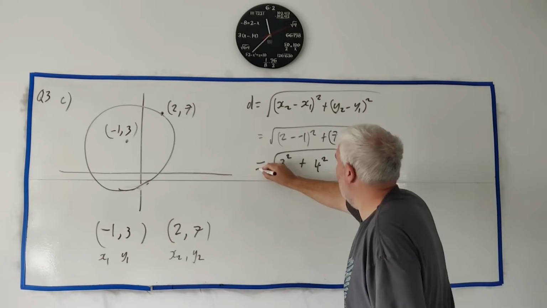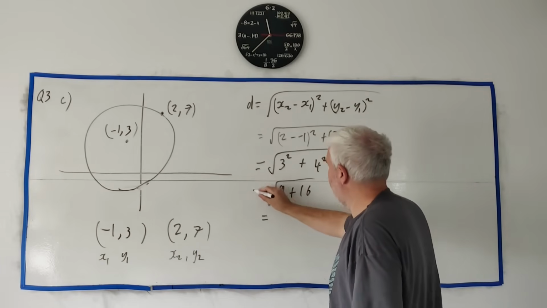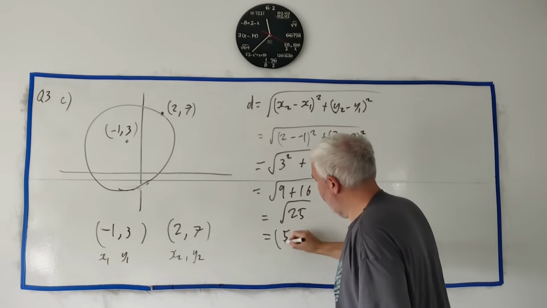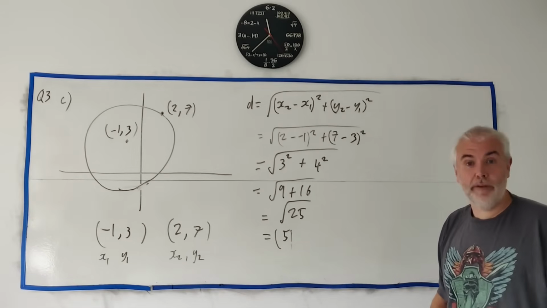Square root of that. That's 9 plus 16, that is square root of 25, and that is 5. Oh, sorry, I don't need a bracket there. That's the answer to C part 1.